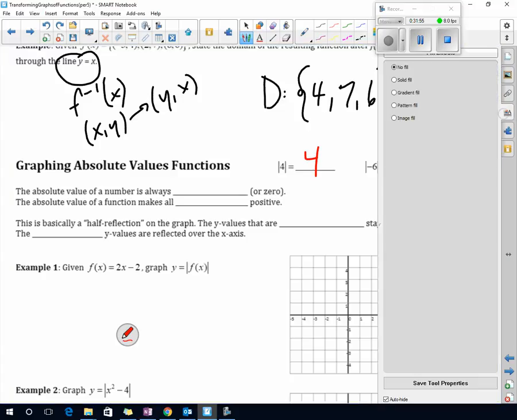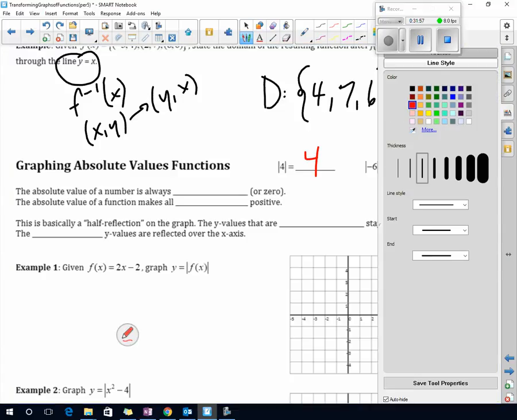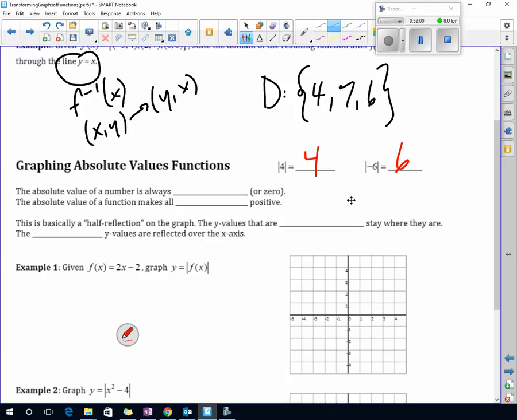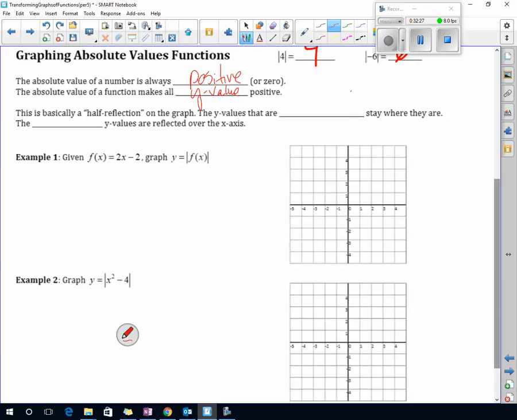The absolute value of a function makes all what positive? No, not all y values positive. Because again, f of x is just a fancy name for y. So if I'm absolute valuing the function, I'm absolute valuing the output, right? So this is a half reflection. The y values that are positive stay where they are. And the negative y values are reflected over the x-axis.